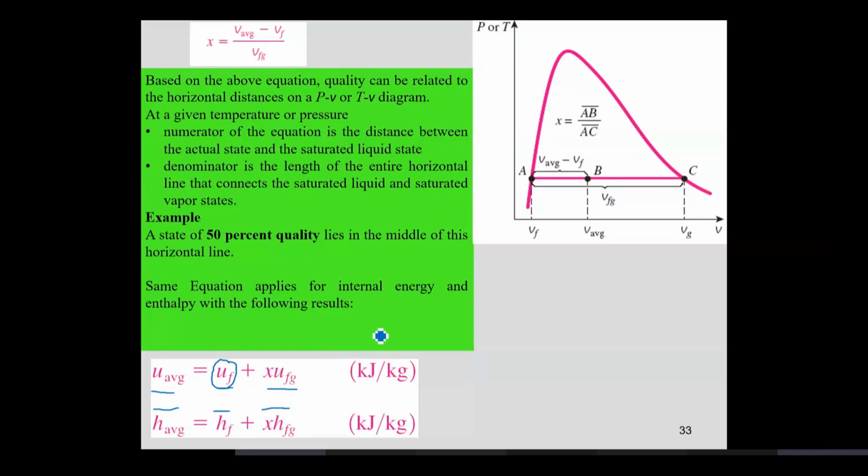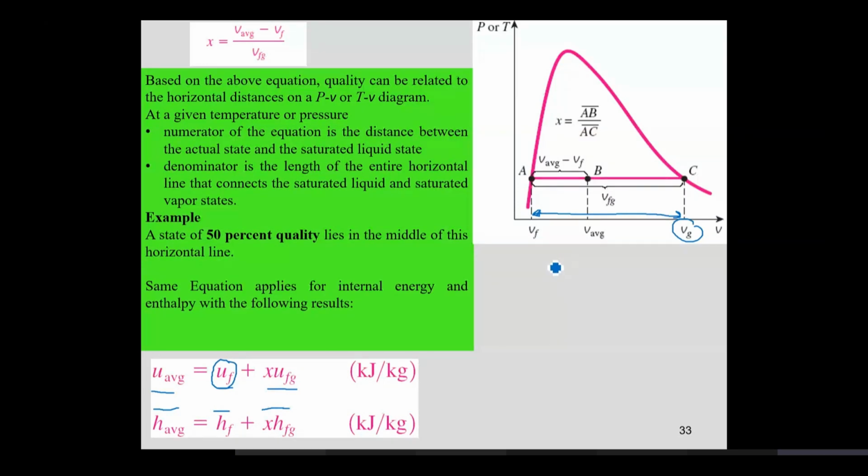Yes, sir. All right. And should it be greater than the value of Vg? No, sir. Obviously, if you see physically on the plot also, the average value would lie in between these two maximum values, Vf and Vg. The average value of the mixture would lie somewhere in between. Clear enough? Yes, sir.